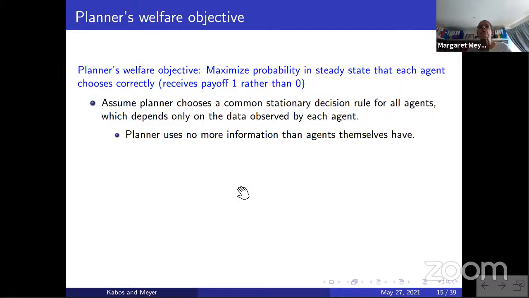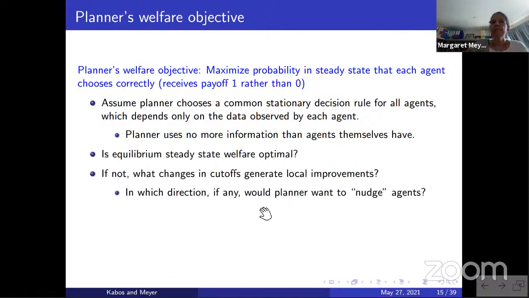So what we're doing is we're assuming that the planner chooses a common stationary decision rule for all agents, which depends only on the data observed by each agent. So in particular, we're not allowing the planner to use more information than the agents themselves have. We will ask, is the equilibrium steady state welfare optimal? And if not, what changes in cutoffs locally generate improvements in welfare? Or in other words, in which direction, if any, would the planner want to nudge the agents?